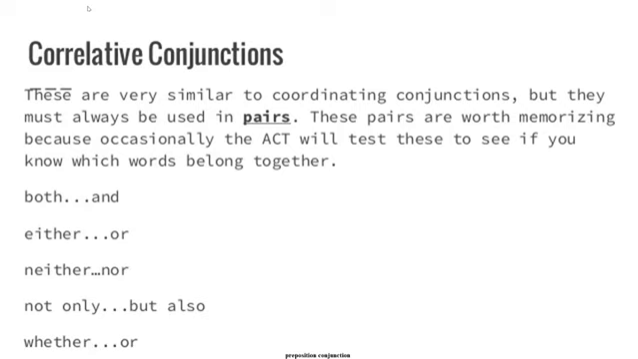Correlative conjunctions. Correlative conjunctions are very similar to coordinating conjunctions, but they must be used in pairs. So the hint over here is pairs. These pairs are worth memorizing because occasionally the ACT will test these to see if you know which words belong together: both and, either or, neither nor, not only but also, whether or. These are all conjunctions used in pairs.